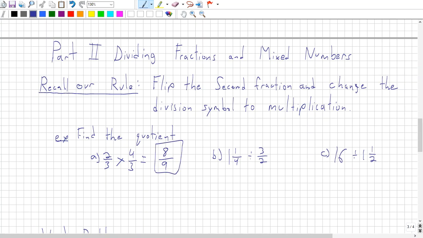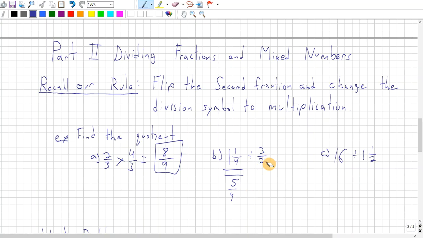Let's look at another example, this time with a mixed number. So it's going to become a little more complicated. So I see a mixed number. I say, oh no, I'm doing division. I'm going to have to change that to an improper fraction first. So 1 times 4 is 4, plus 1 is 5. So that changes to 5 over 4.